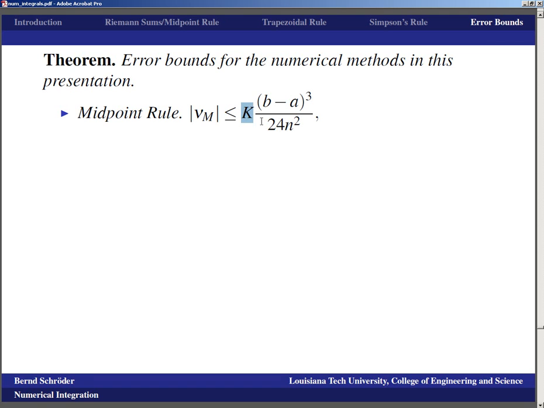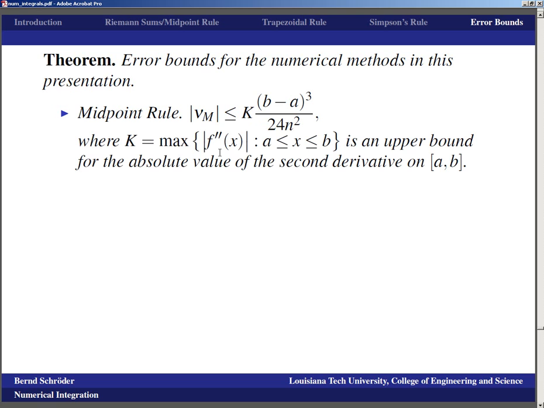The hard part always is, what is this k? Well, the k is the maximum of the second derivative. So it's an upper bound for the absolute value of the, okay, it's the maximum of the absolute value of the second derivative. So it's an upper bound for the absolute value of the second derivative on the interval ab.